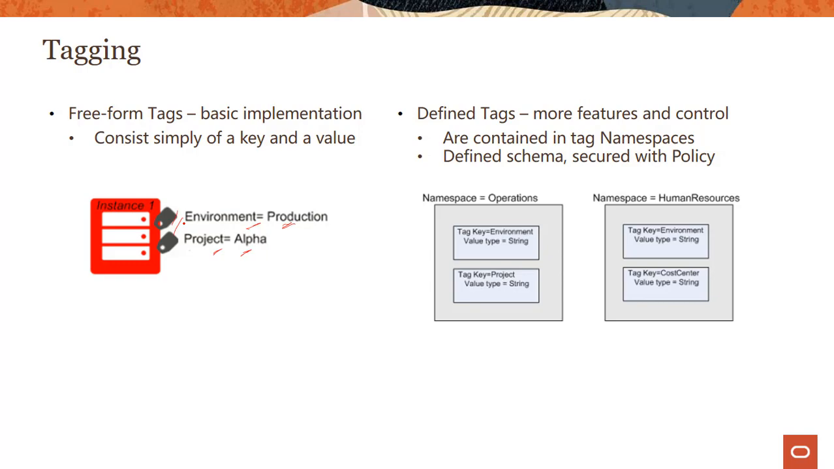Now with OCI, there's a differentiated feature called defined tags. This gives you more features, more control, and let's see how it's implemented. The first thing is the concept of namespaces. You have a namespace here called operations, and a namespace here called human resources, and within the namespace you have a schema where you can define your tag keys. In this case it's environment, and you can say what kind of value is supported. The second tag key is project, where you can specify a value, and so on. The whole idea is that when you use defined tags, you have a schema and you can secure them with policy. Later on I'll show you a slide about how you can secure them using OCI policies.